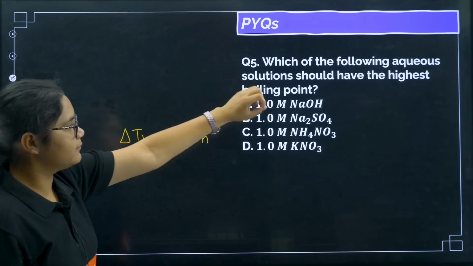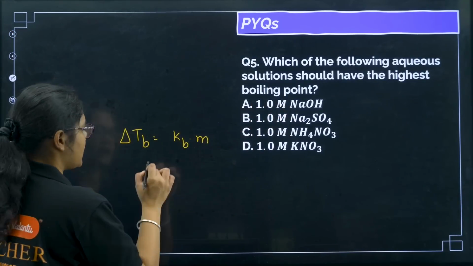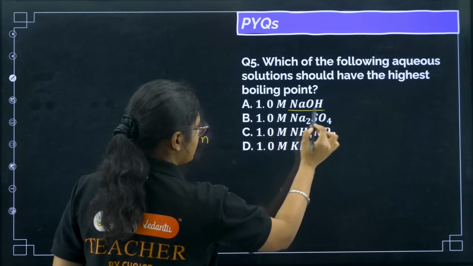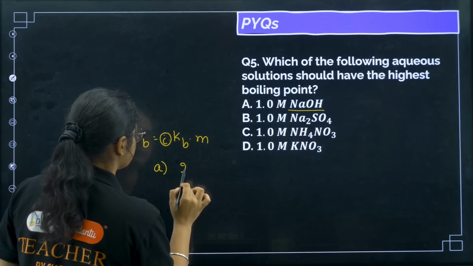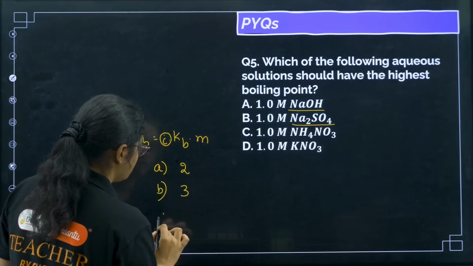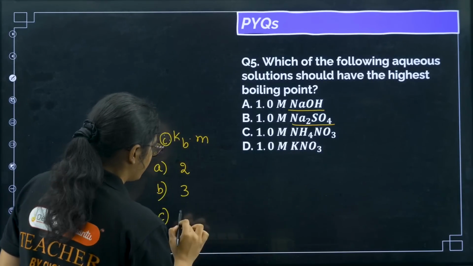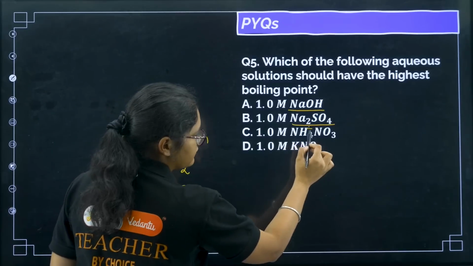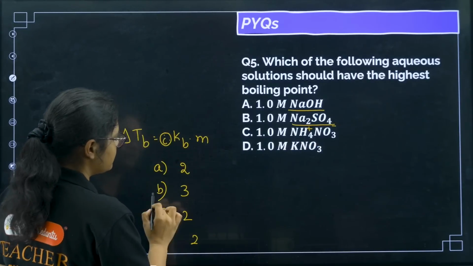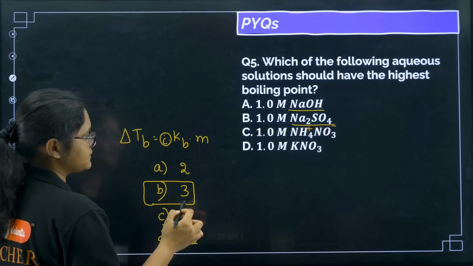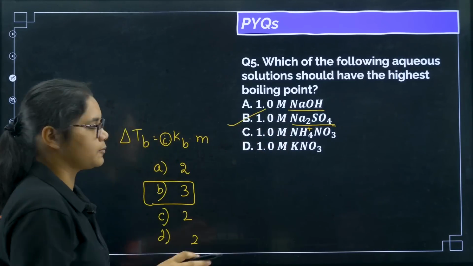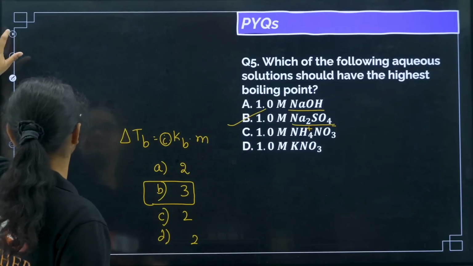So where the highest boiling point is there, the i value you have to calculate. For NaOH the i value is 2 for option A. For option B it is Na2SO4, 3. For option C it is NH4NO3, 2. It will dissociate like this, NH4+ and NO3-. For option D also it is 2. So now you see option B, 3, has the maximum number of ions produced, so maximum elevation in boiling point will take place. So option B is the correct answer.